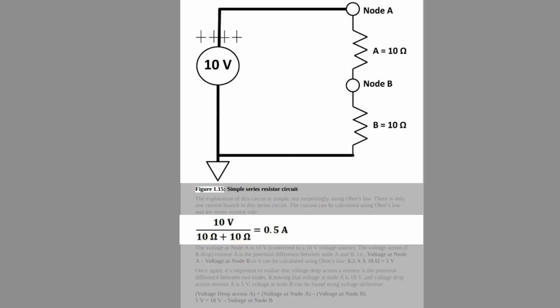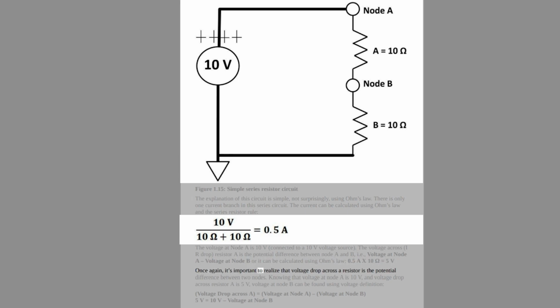Figure 1.15, simple series resistor circuit. The explanation of this circuit is simple, not surprisingly, using Ohm's law. There is only one current branch in this series circuit. The current can be calculated using Ohm's law and the series resistor rule. The voltage at node A is 10V, connected to a 10V voltage source. The voltage across resistor A, the IR drop, is the potential difference between node A and B, i.e., voltage at node A minus voltage at node B, or it can be calculated using Ohm's law, 0.5A x 10 ohms equals 5V.